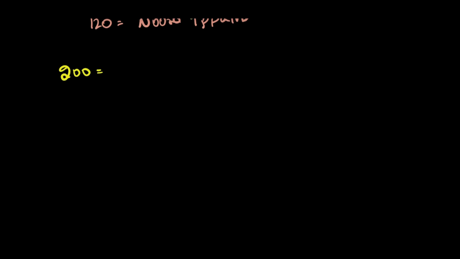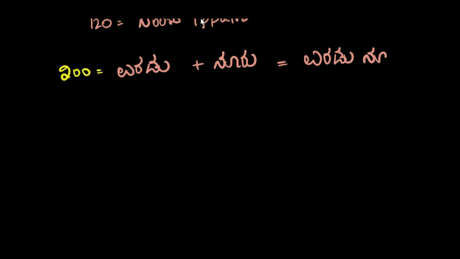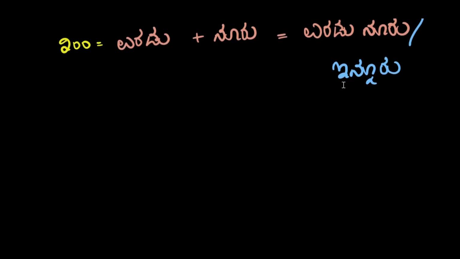So what about 200? 200 is pronounced as Eradu Nooru. Eradu, right? 2 plus 100. Eradu plus Nooru becomes Eradu Nooru. Very simple to remember. Or we also call it Innooru. Most of the time we use Innooru, or you can also use Eradu Nooru, like Ondu Nooru, Eradu Nooru, Mooru Nooru, Nalku Nooru. So 201 is very simple: Eradu Nooru plus Ondu, Eradu Noora Ondu, or Innoora Ondu.